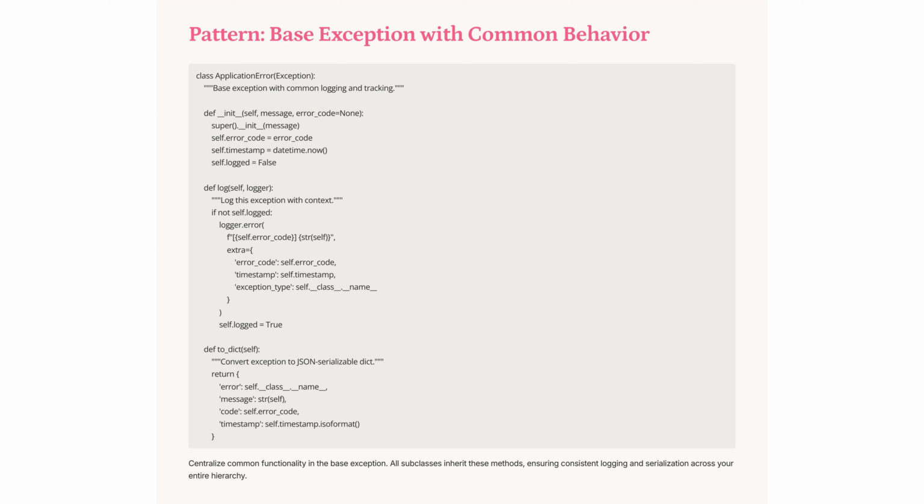Centralizing common functionality in a base exception like ApplicationError ensures consistent logging and serialization. This class logs errors with context and converts them to JSON serializable dictionaries. Subclasses inherit these methods, maintaining uniformity across the hierarchy, enhancing error tracking and debugging efficiency.